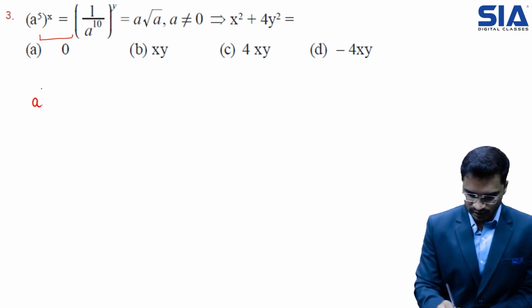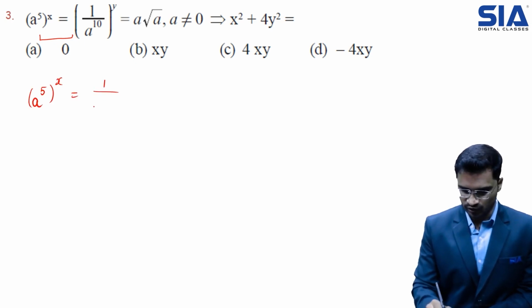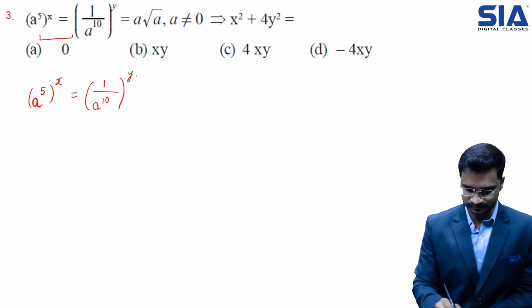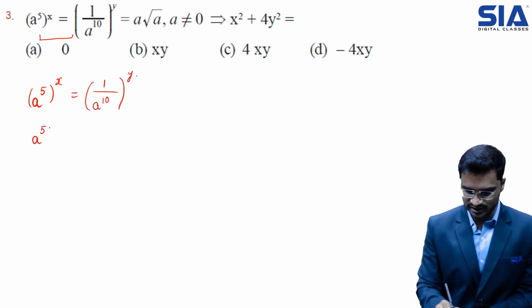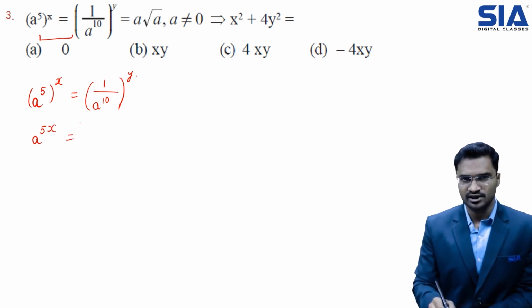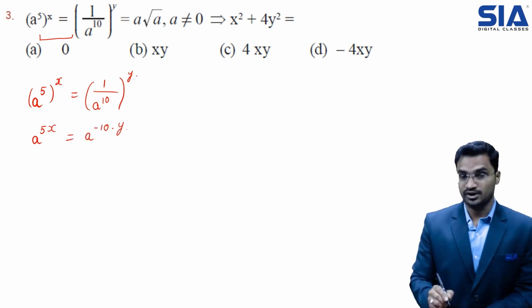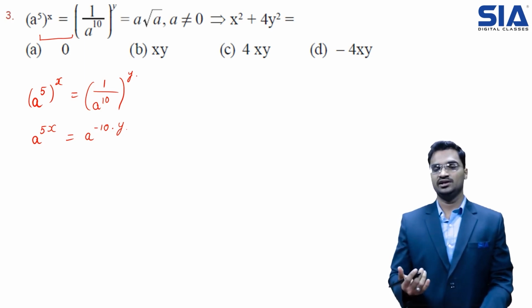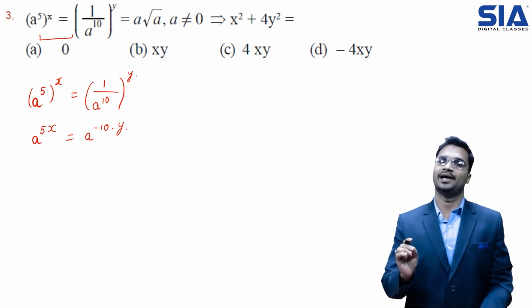Now a to the power of 5 whole to the power of x is equal to 1 by a to the power of 10 whole to the power of y. I can write this as a to the power of 5x, and this value can be written as a to the power of minus 10 into y, because 1 by a to the power of 10 is equal to a to the power of minus 10.